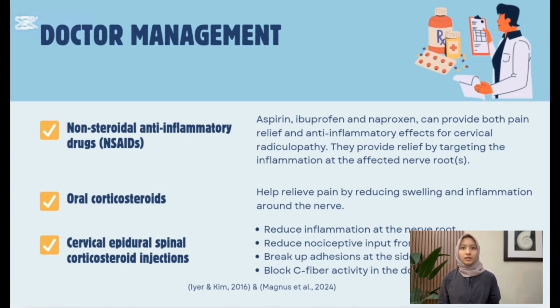As for cervical epidural spinal corticosteroid injection, a study by Magnus et al. 2024 mentioned that epidural steroid injection helps in relieving pain and also accelerates the return to normal function of the patient. This has been proven in the study, where at least half of the patients with the injection reported that they felt 50% pain relief after the injection.